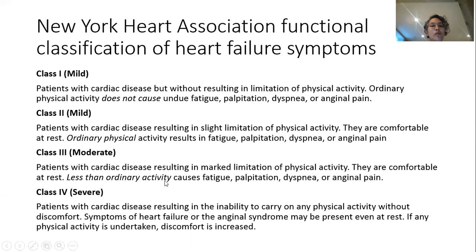Class 3 are patients with cardiac disease resulting in marked limitation of physical activity. They're comfortable at rest, but with less than ordinary activity they're fatigued, they have palpitations or dyspnea, or some or all of these symptoms, or anginal pain. And then you have class 4, which is severe. These patients have cardiac disease resulting in an inability to carry out any physical activity without discomfort. Symptoms of heart failure or the anginal syndrome may be present even at rest. If any physical activity is undertaken, discomfort is increased. Okay, so class 1, 2, 3, and 4.